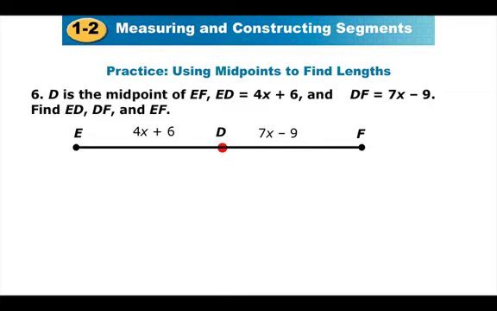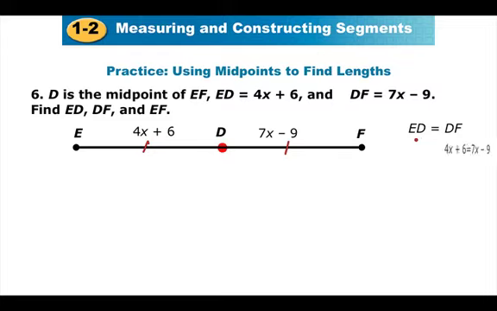Practice using the midpoint idea. It says D is the midpoint of EF. They're giving you that ED is equal to 4x plus 6, DF is equal to 7x minus 9. And they want you to find those three distances, ED, DF, and EF. So using the fact that D is the midpoint, I know that ED is equal to DF. Again, you can use the tick marks.